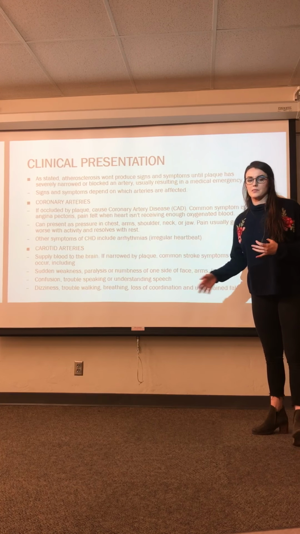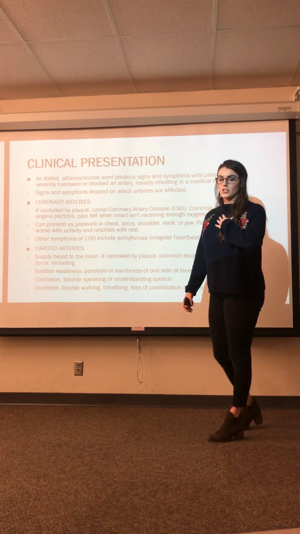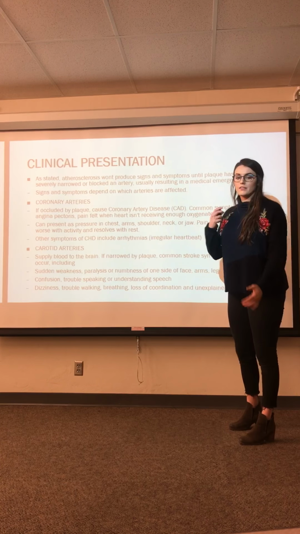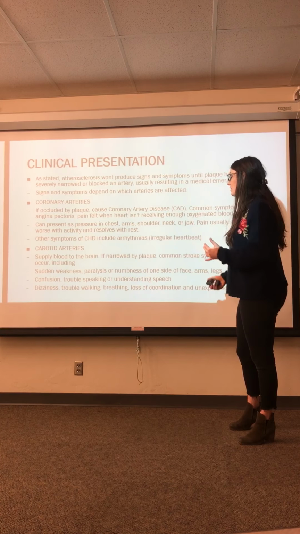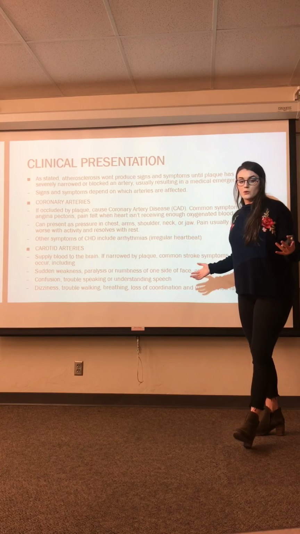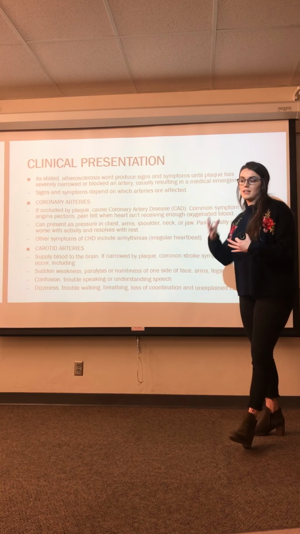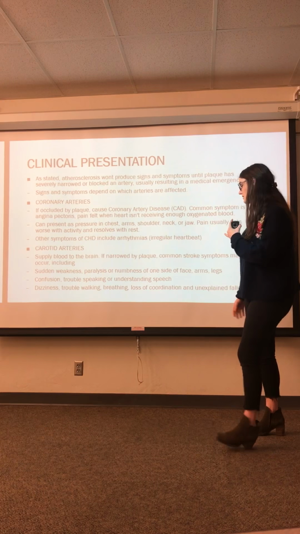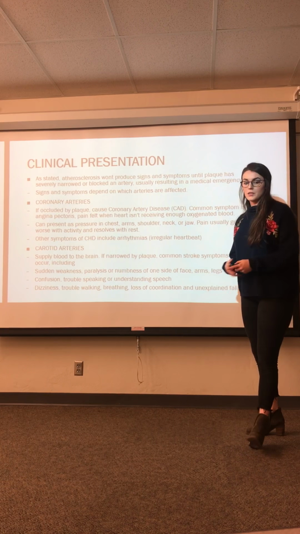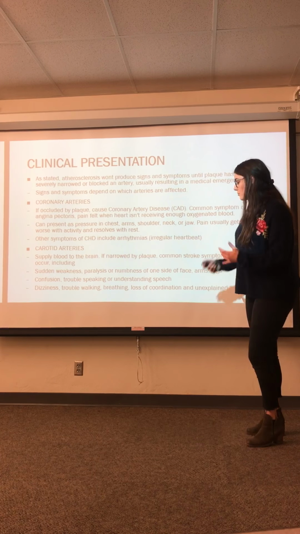So coronary arteries, this might be present in the form of angina pectoris, so that's chest pain or pressure, or in your arm, shoulder, neck, or jaw, that's common as well. It might include arrhythmia, so irregular heartbeat, your heart's just not doing something correctly. Carotid arteries, so supplies blood to your brain. If that has atherosclerosis there, you might experience stroke symptoms, so that's going to be weakness, fatigue, paralysis on one side of the body or face, slurring speech, stuff like that, loss of balance.